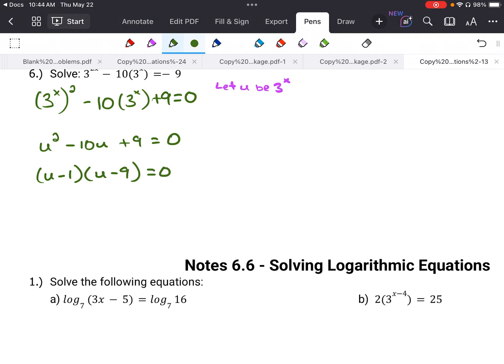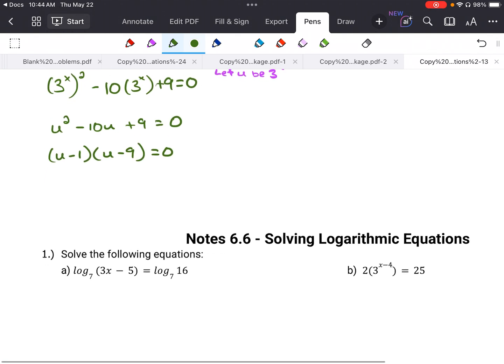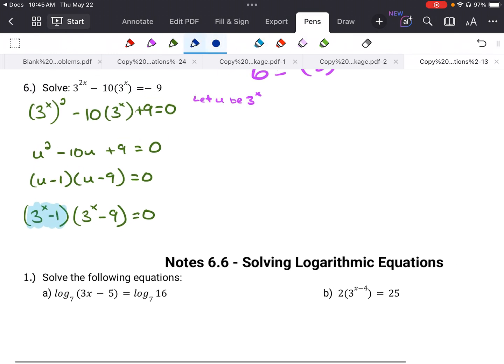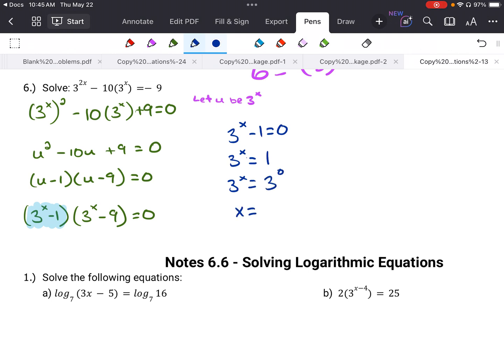Okay, and if we sub the 3 to the power x back into this, it really becomes 3 to the power x minus 1 and 3 to the power x minus 9. Now we're going to work with these separately. So the first one here, we have 3 to the power x minus 1 equals 0. So 3 to the power x equals 1, and we know that 1 is the answer when the exponent is 0. So the first x is 0.